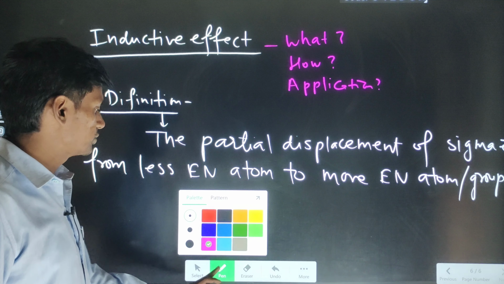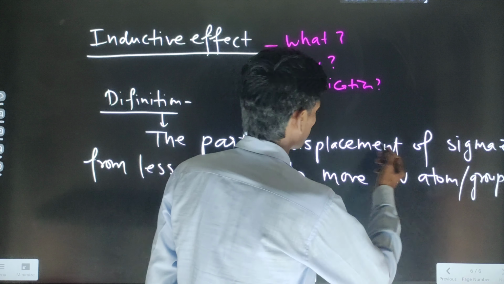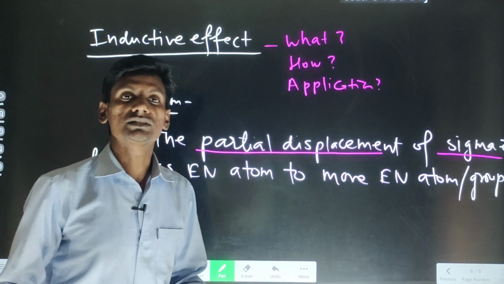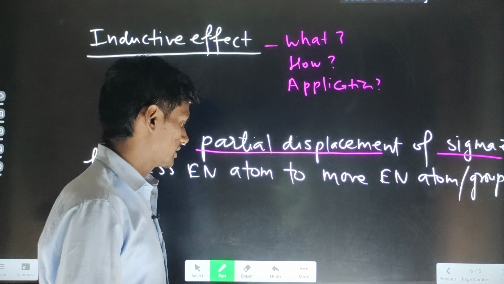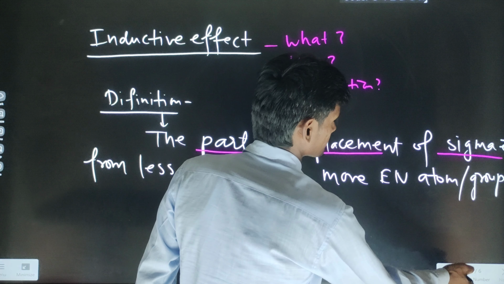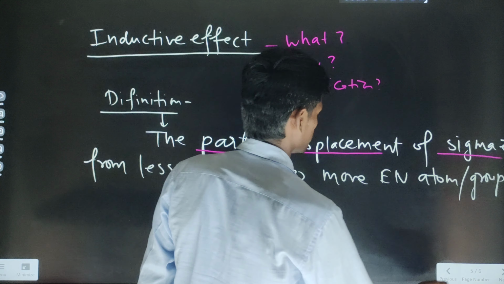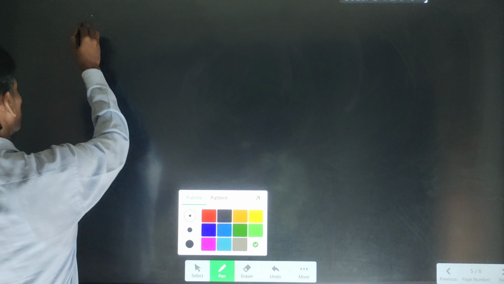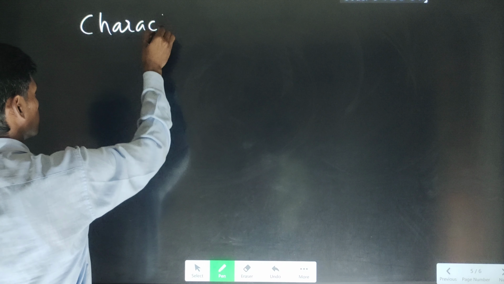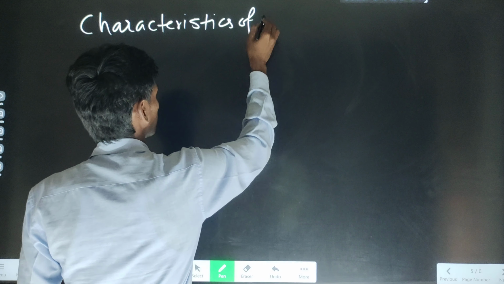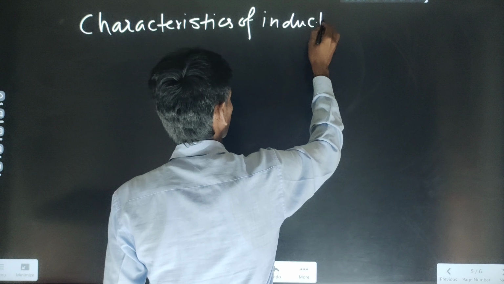As you see here, inductive effect is the partial displacement of sigma electron, means it has no relation with the pi bond. Okay, we learn about how it operates. In other way we can say that we are going to discuss the characteristics of inductive effect.